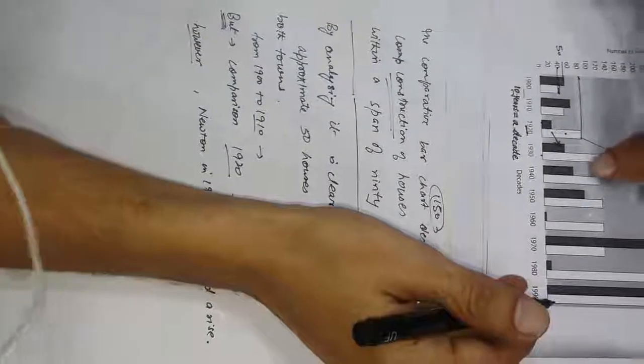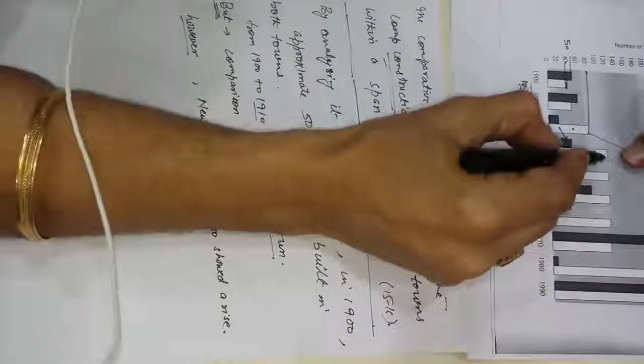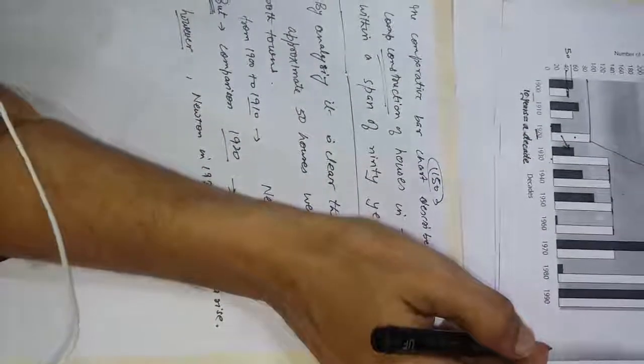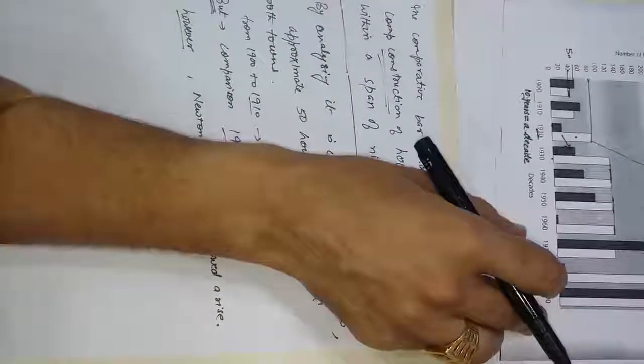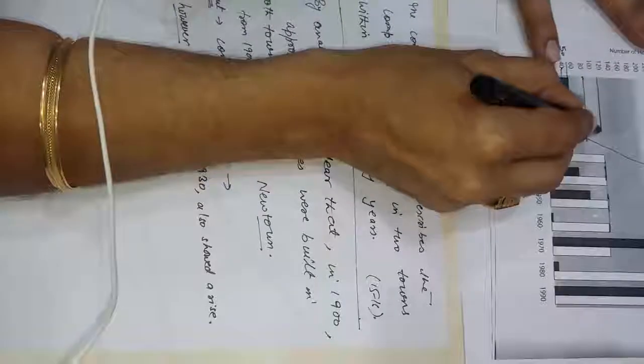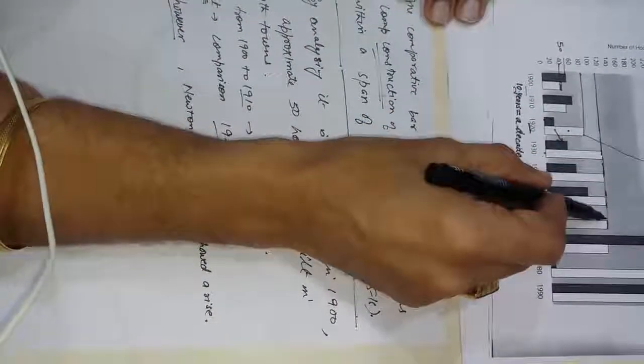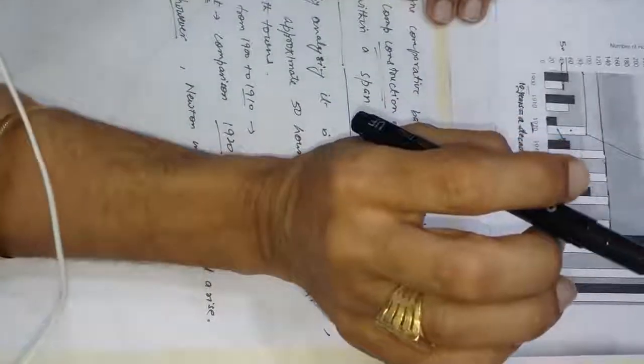Fine. And now from 1930 to 1960, you can check, there is a constant level. It means the number of houses built was the same, and the figure was around, because the graph is not to scale, about 110, we can say, or 120. So there was a constant number, that is 120.